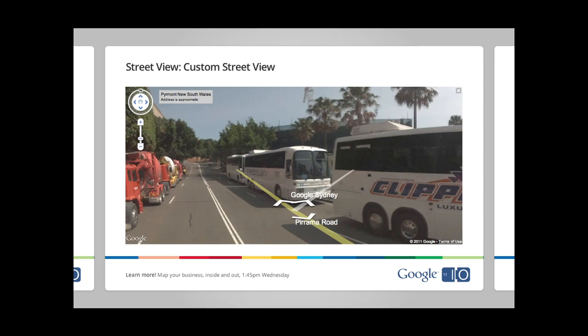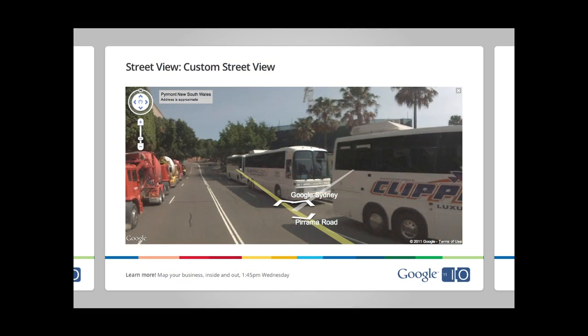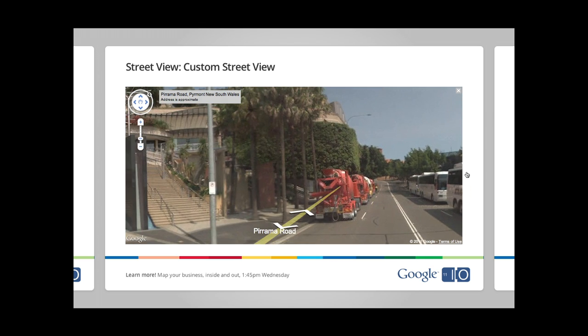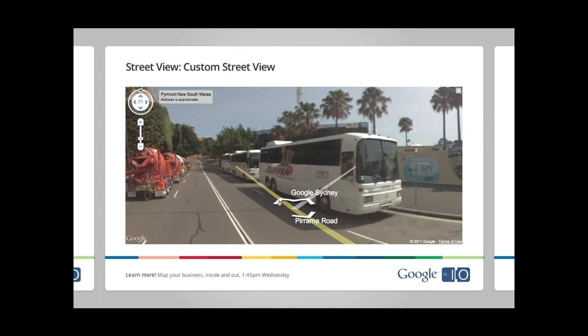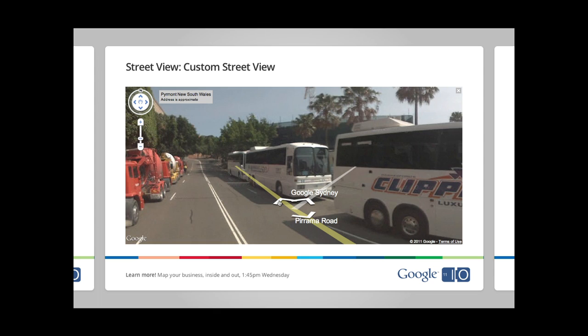Another feature I'm going to demo is custom Street View. Here we have Street View imagery, our Google Street View imagery outside of our Sydney office. There's a bunch of buses parked in front because it's across the street from a casino. As I move down the street, you can see this is the standard Street View imagery. If I move up the street, I've added a link for this demo to the Google Sydney office.